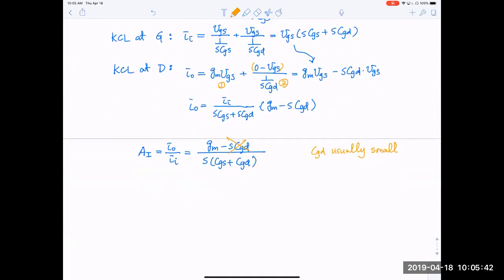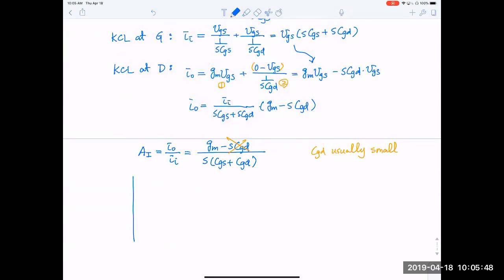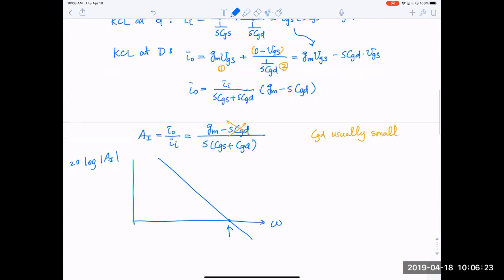So if we look at the frequency response of this short-circuit transistor, if we plot the Bode plot, the vertical axis is log |Ai|, right? You can put 20 here, but it doesn't matter. And the horizontal axis will be frequency omega. And this is basically a 1 over omega dependence. So it's basically a straight line going down, something like this, okay. The point where it crosses is what we define as fT, omega t.